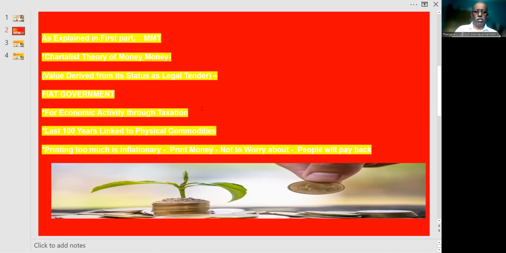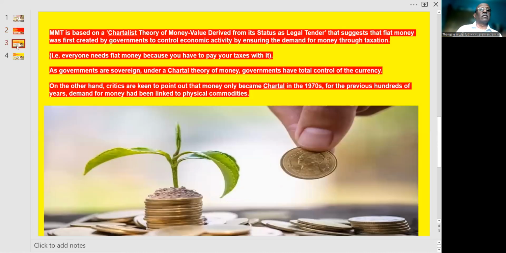So that is most important for our Chartalist theory of anything and everything. So that's what the Chartalist theory in the modern monetary system is: just a legal tender status, that fiat money was created by the government to control economic activity by ensuring demand for money through taxation. It's levied, and the ruling government will take the responsibility of holding what is collected in the form of taxation, to be distributed from the bottommost level to the highest level people.